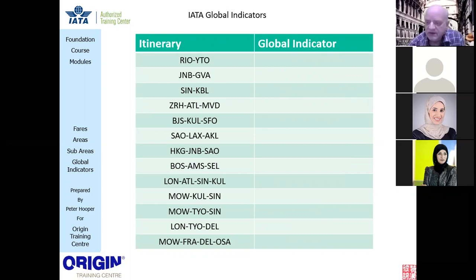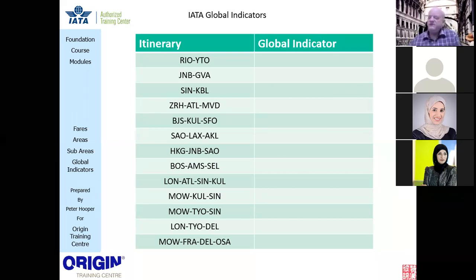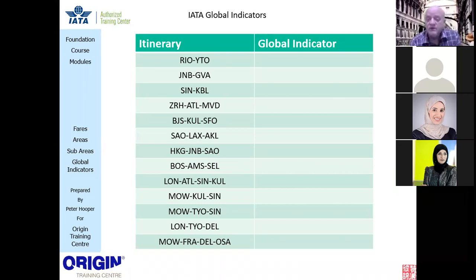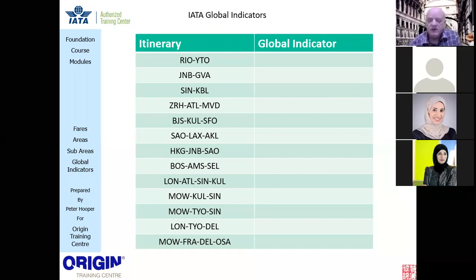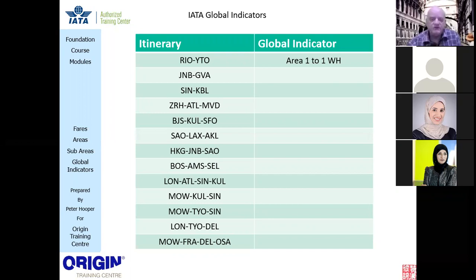Now we got some horrible ones. Rio de Janeiro. So that's area 1, 1 to 3. YTO. Where's YTO? Canada. So Toronto. Rio de Janeiro, Brazil is area 1. Toronto is area 1. So if everything is in area 1, WH. Oh, well done. I only mentioned that a couple of times right at the beginning. You've got it already.